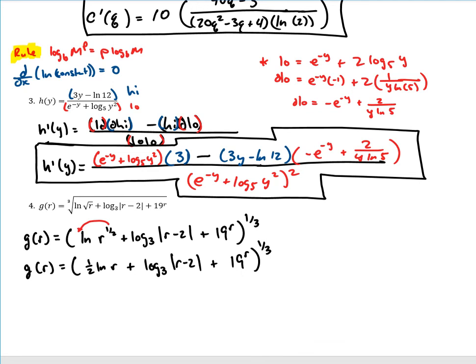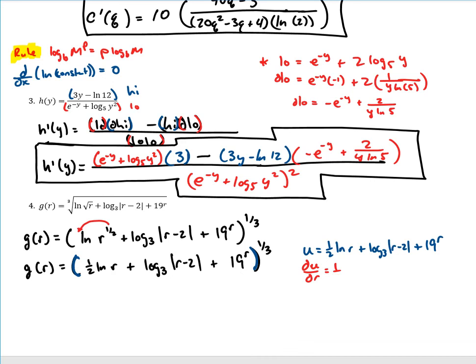Okay, well, it certainly looks like I need the chain rule because I have this whole expression raised to a power. So that means everything in blue should be u. So I've got u is 1/2 natural log of r plus log base 3 of r minus 2 in absolute values plus 19 to the r. Okay, so that's my u, and like always, once you set your u, go ahead and get the derivative of that u with respect to whatever the letter is. So it's du dr in this case.